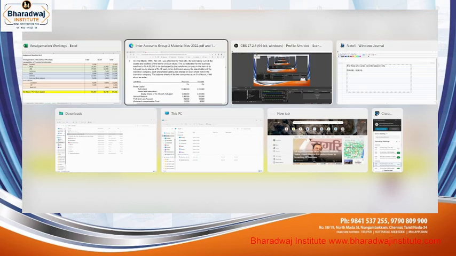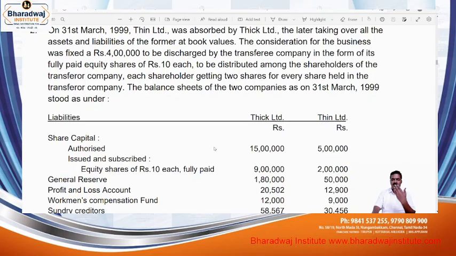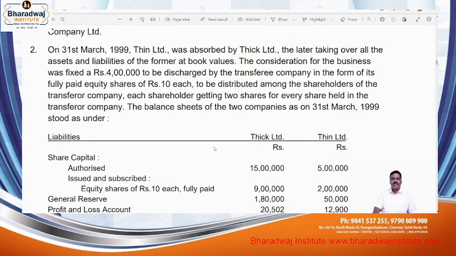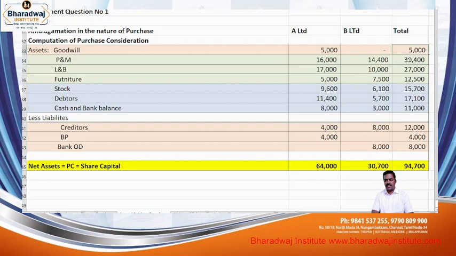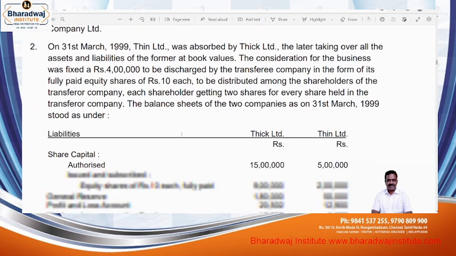Go to question number 2. Let us not waste time because it's a routine one. Question number 2 பாருங்க. Because question they ask you to just calculate which one? Purchase consideration and prepare only the balance sheet. They don't ask journal entry. Balance sheet can be prepared with the help of the total column of A plus B. Question number 2, Parag.